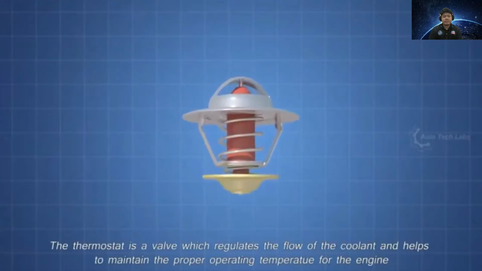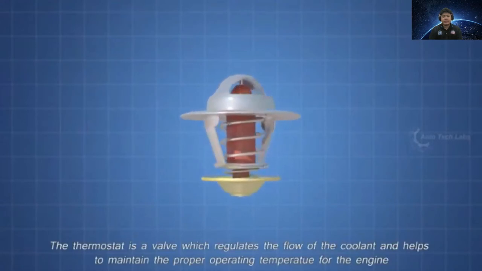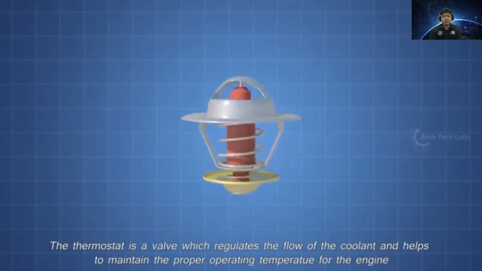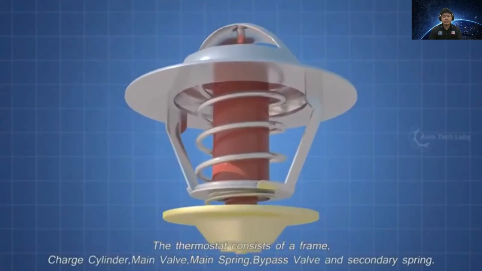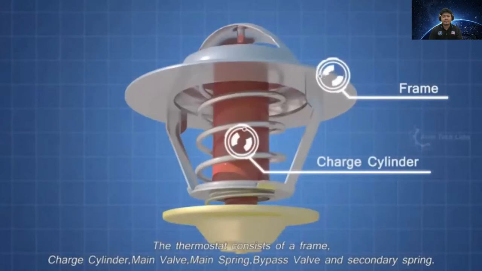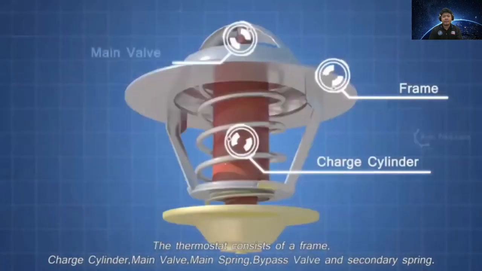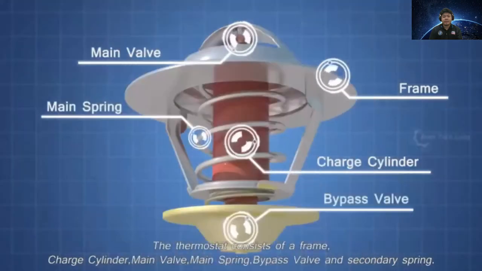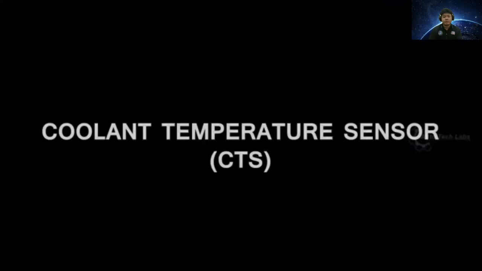Next, the thermostat. The thermostat is a valve which regulates the flow of the coolant and helps to maintain the proper operating temperature for the engine. The thermostat consists of a frame, a charge cylinder, a main valve, a main spring, a bypass valve, and a secondary spring.